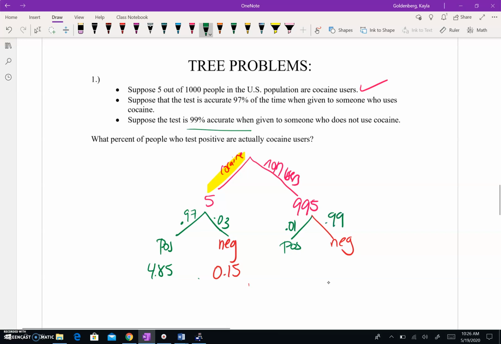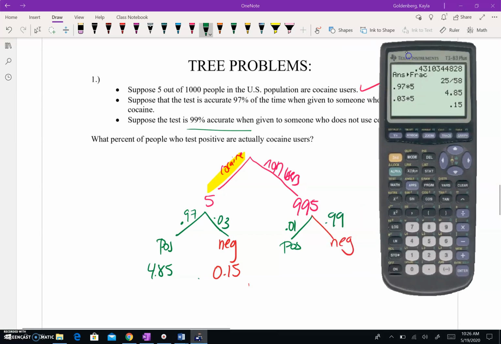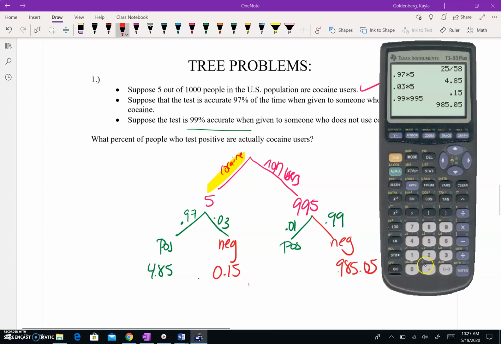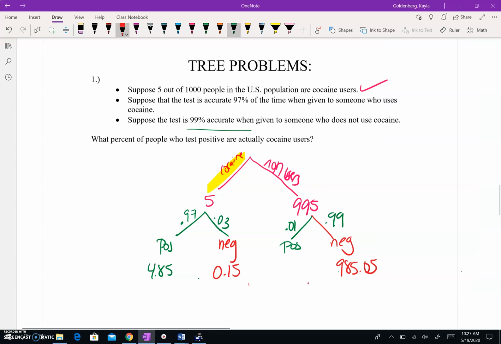So 99% of the time it gives you the correct result, which should be a negative ending. So let's see, 0.99 times the 995. So that means 985.05. 985.05 people will get a correct negative result. But 0.01, which is 1% of 995, will get a positive result when they really don't actually use cocaine. So 9.95 people.